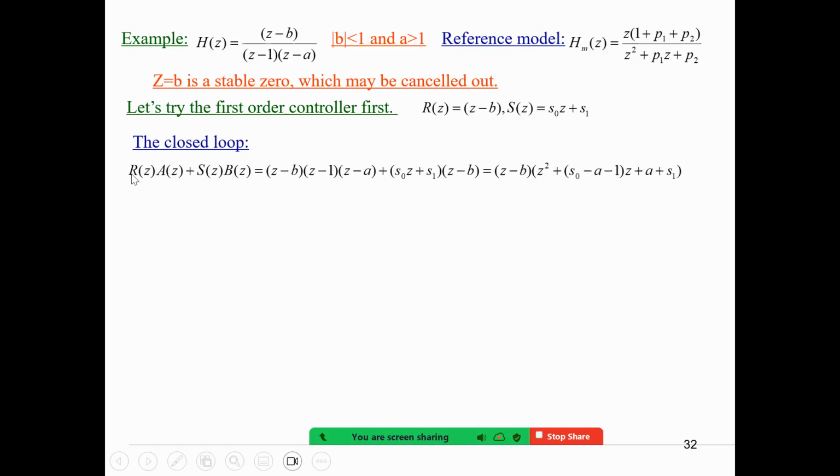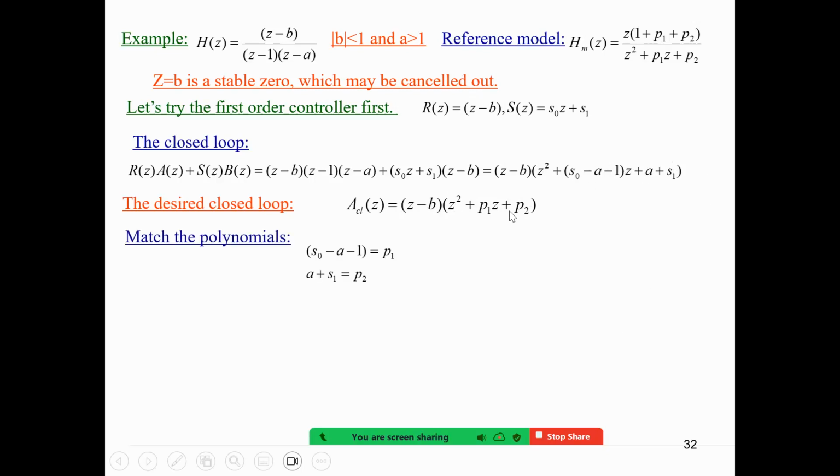Okay. Then let's do the calculation, because R is included as Z minus B. This is A. Therefore, Z minus B will be a part of the closed loop. And then inside this part is a quadratic polynomial. Then the desired closed loop, when we design the closed loop, of course, this stable zero is inside that because we want to cancel it out, right? And also this part is AN, that is from the reference model. Then we just try to match those two polynomials, P1 and P2. Very easy.